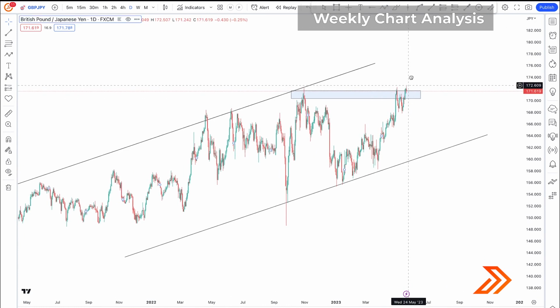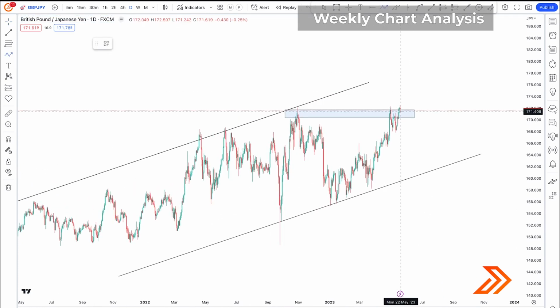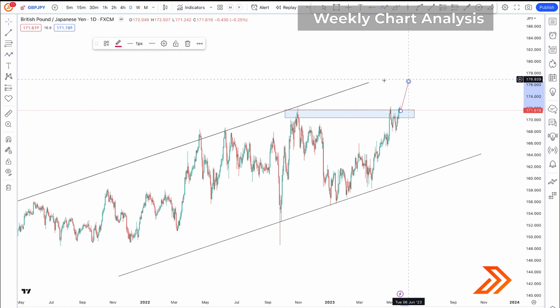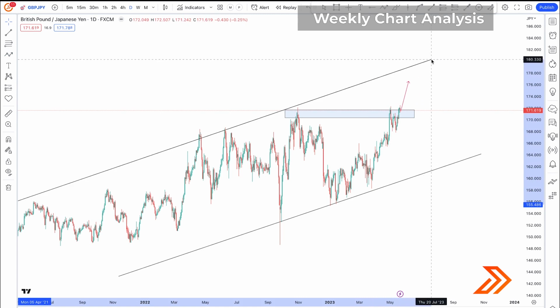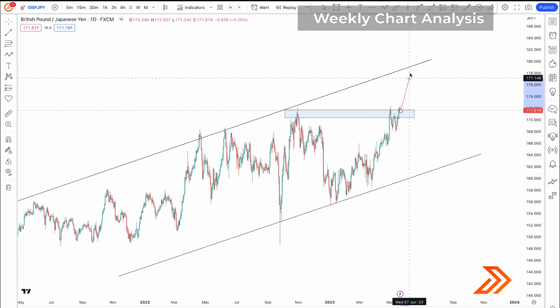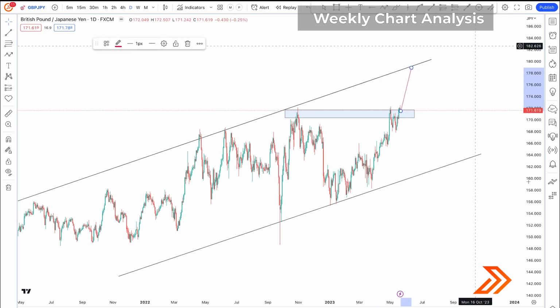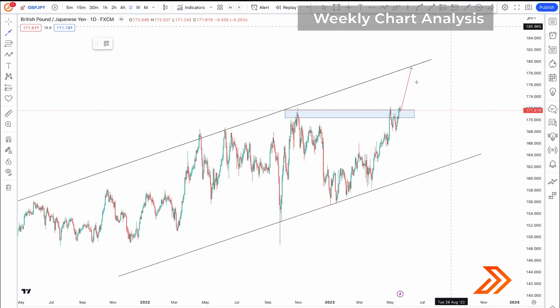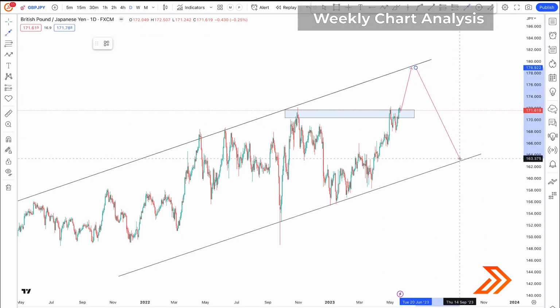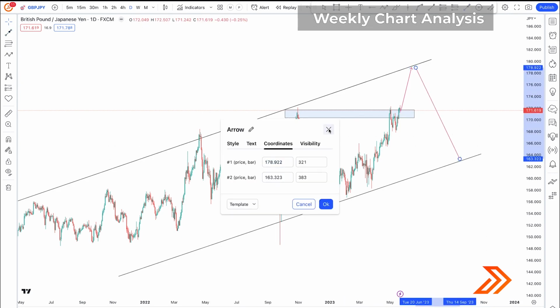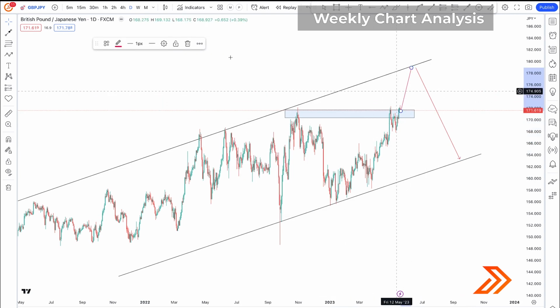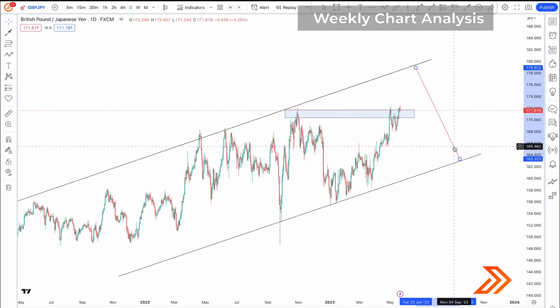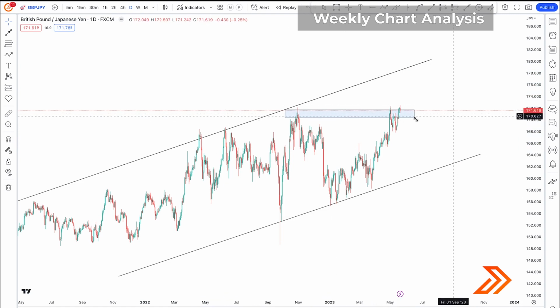We could see price break out, and then go back up to sort of retest this zone on euro pounds, and then probably make a move like this, and then probably make a move of such. All right, but that is a likelihood scenario that might play out on euro pounds.